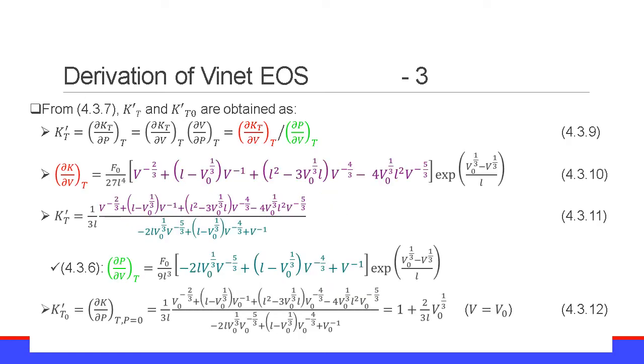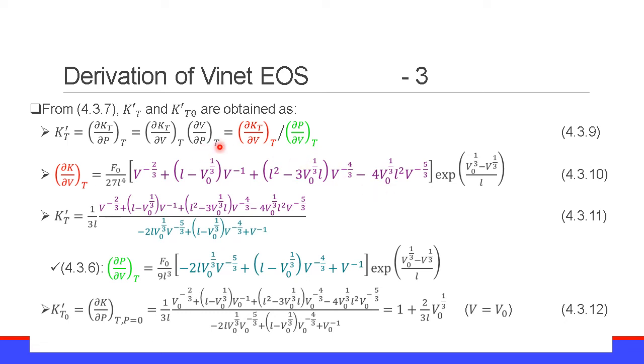Next, let us obtain KT0 prime. We differentiate KT with respect to pressure at constant temperature. Because of the chain rule, this is equal to ∂KT/∂V times ∂V/∂P. We have already obtained ∂P/∂V in the previous slide. Therefore, we express KT prime by ∂KT/∂V at T divided by ∂P/∂V at T.